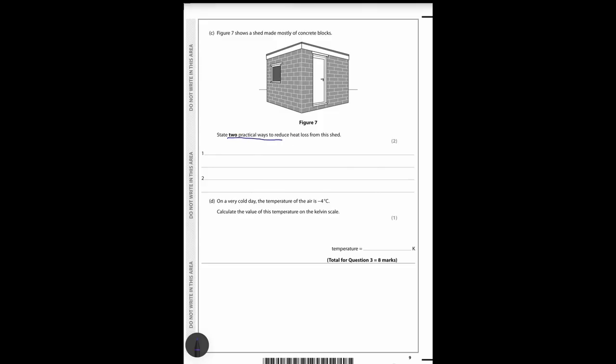So, 2 practical ways to reduce heat loss from the shed. Well, first, I know that heat is transferred by conduction, convection, and radiation. So if I'm really stuck and I can't remember any of the stuff I've done from my revision, it's probably going to be something to do with those, or I can use that to help me problem solve. Well, firstly, if we're talking about radiation and heat loss, one thing that I do remember, and I'm going to say this one first because this is the most popular one that comes up in different types of questions in different contexts, is about radiation.